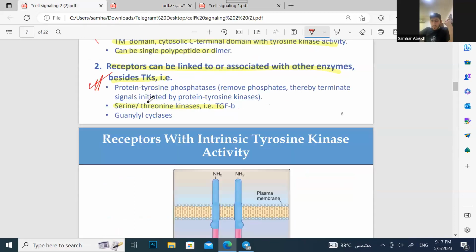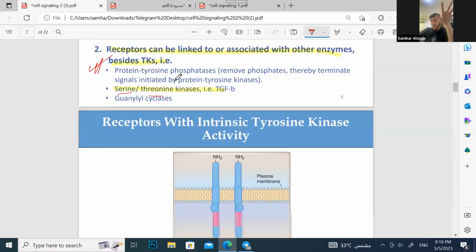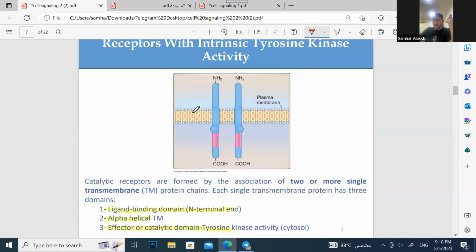Okay, so here we have that the receptor can have tyrosine kinase, but it can have other enzymes, not just tyrosine kinase. As I said, it may have serine kinase, threonine kinase, and many other proteins. But the main one is tyrosine kinase. So as I said, the receptor has an N-terminal, which is outside, a transmembrane helix, and a C-terminal that has tyrosine kinase in it. Once the ligand binds, these autophosphorylate each other and become active.